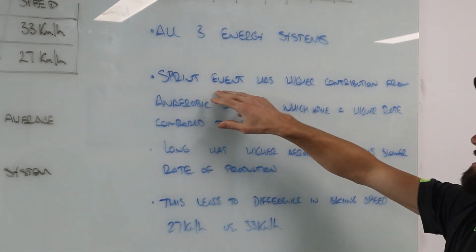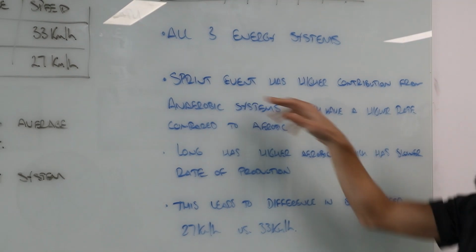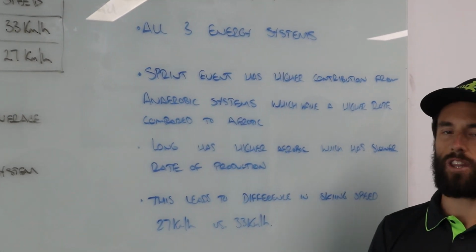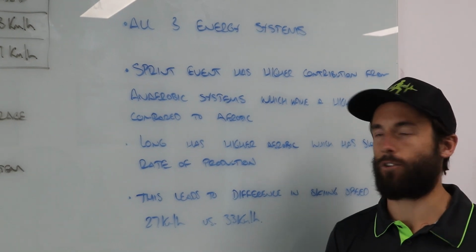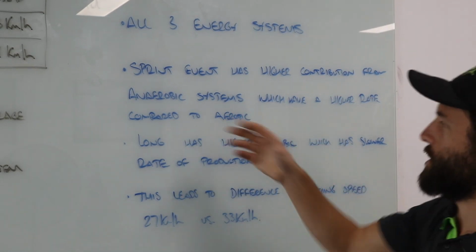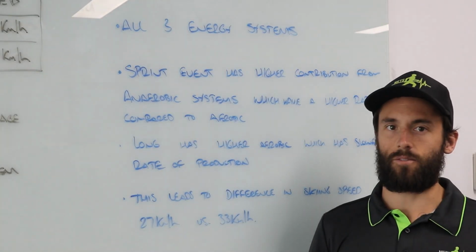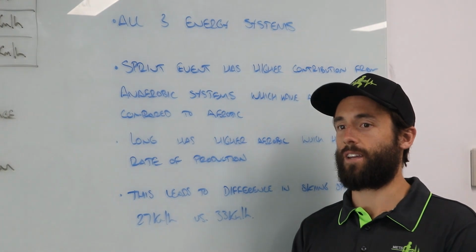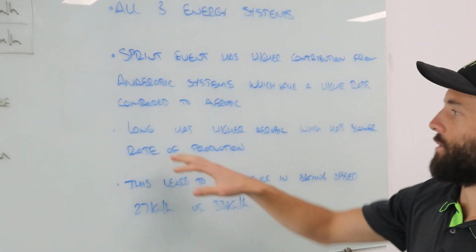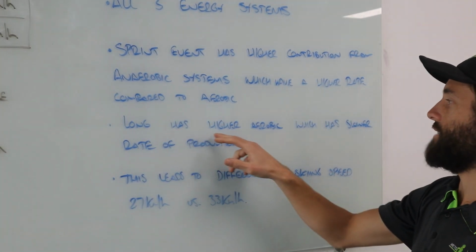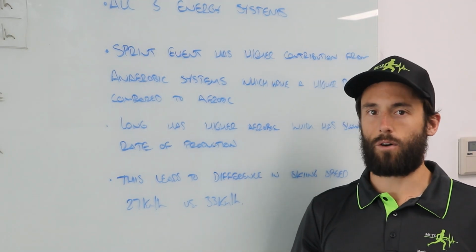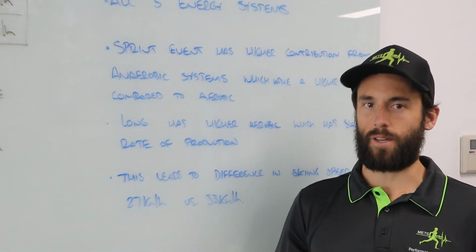In the sprint event, it is much shorter. We have a higher contribution from the anaerobic systems. The shorter the event, the higher contribution we can have from the anaerobic systems, and they have a higher rate of energy production when compared to the aerobic energy system. Then we're going to say that in the long event, we are going to have a higher aerobic contribution, and the aerobic system has a slower rate of energy production compared to the anaerobic systems.